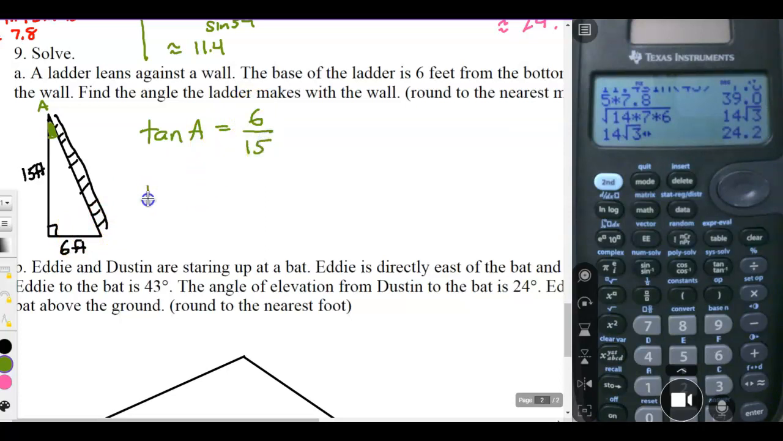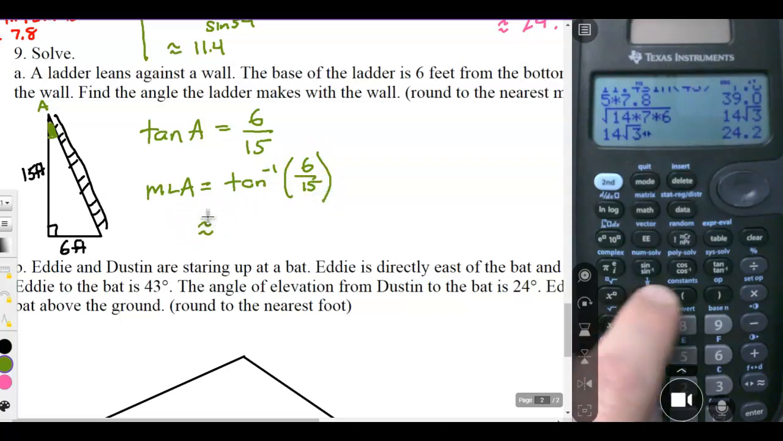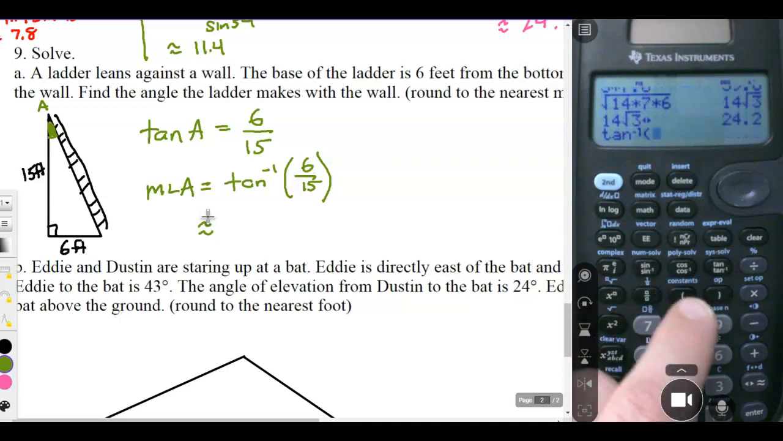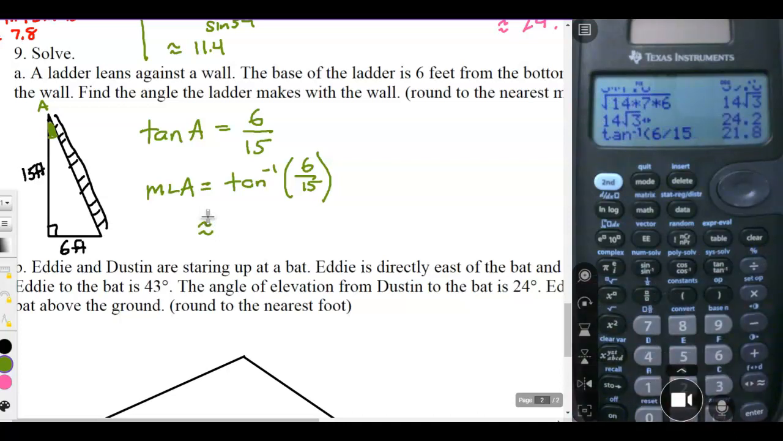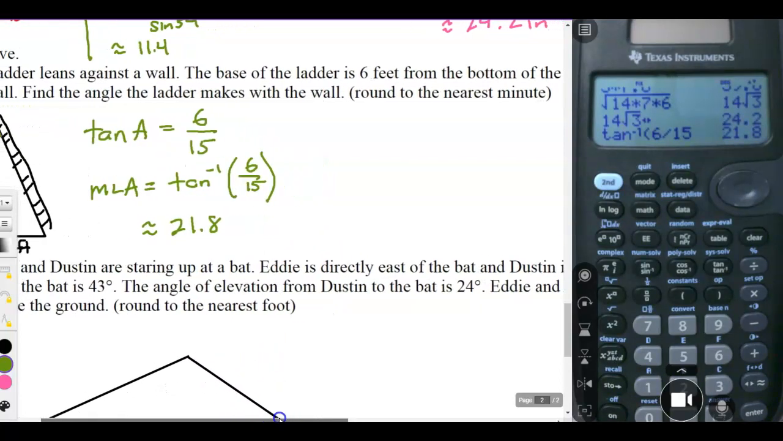Which means the measure of angle A equals the arctangent. We're finding an angle, so I have to use arctangent. And then we put that in the calculator. Arctan of 6 over 15 is 21.8. There we go. And I think it says round to the nearest minute.